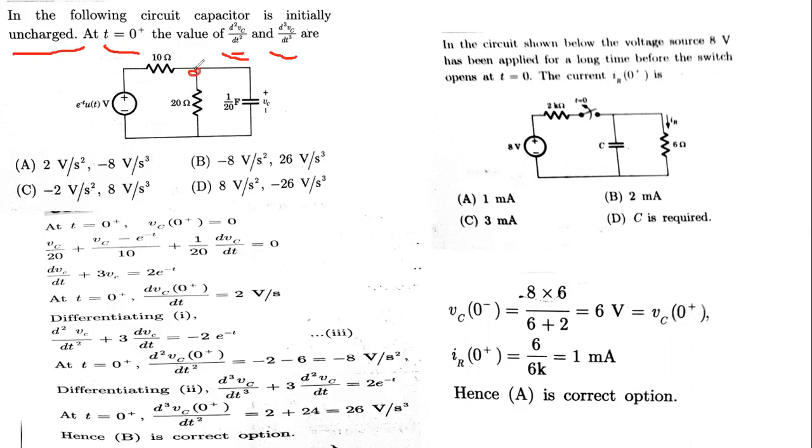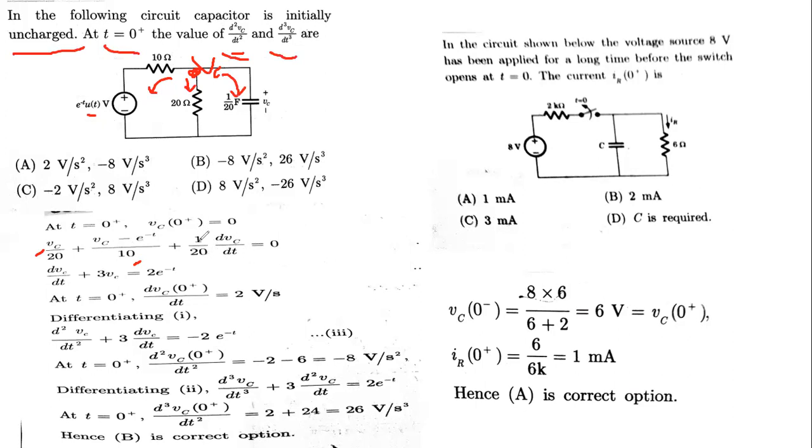KCL at this node. See, now we are applying the KCL. The current in this branch is Vc upon 20, and the current in this branch, because we are getting the positive sign, is Vc minus e to the power minus t upon 10, because u(t) is 1 for t greater than 0, plus the current across the capacitor, that is C dVc/dt.